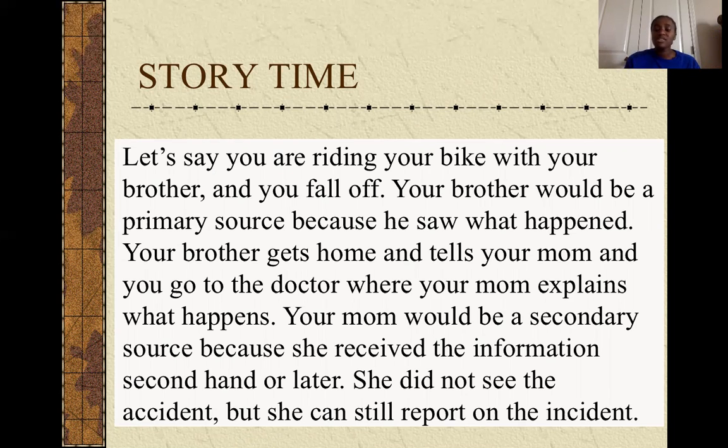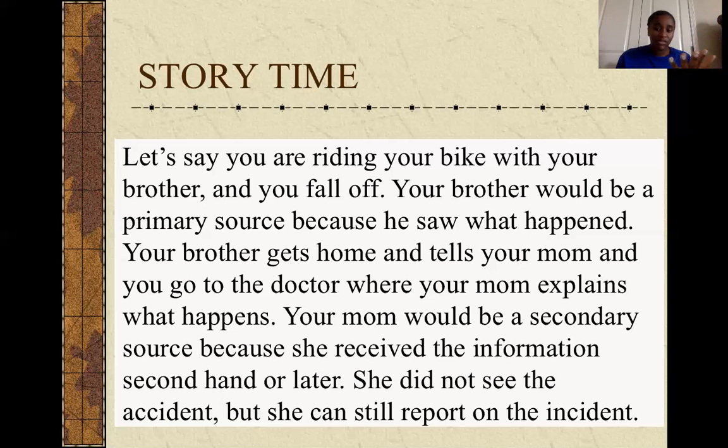Okay? So she wasn't there to see it. She just knew that I fell off the bike. My neighbor and my sister saw me fall off my bike, so they're primary sources. Okay? My mom did not see me fall off the bike, so she was explaining to my doctor a secondhand account. She was a secondary source. But she can still tell what happened because I'm a primary source. My sister is a primary source. We were communicating. So she's still a valuable source or a reliable source because she came from a primary source.